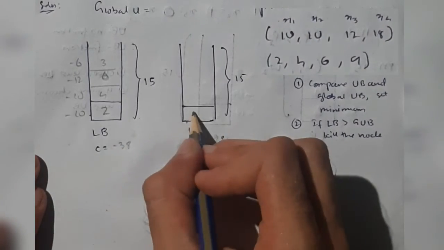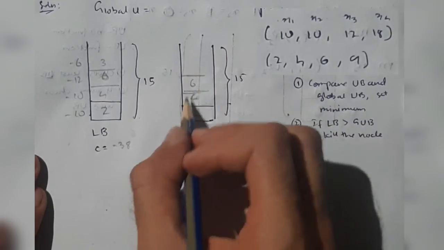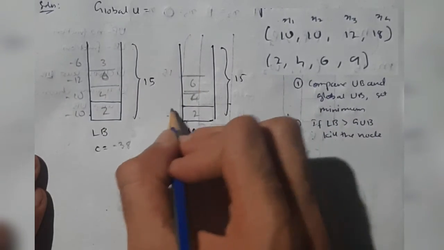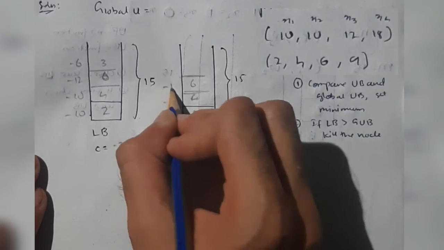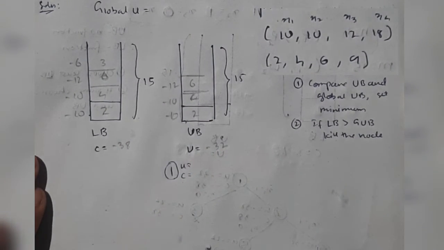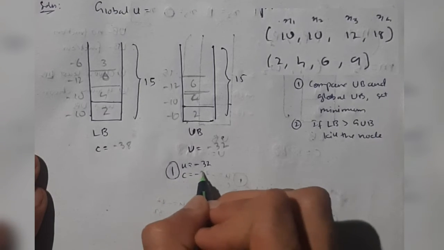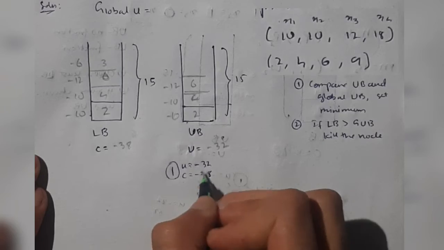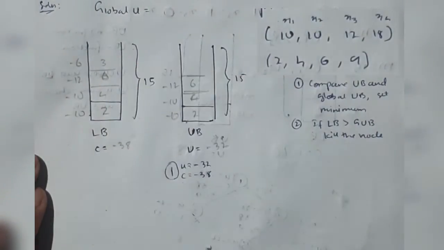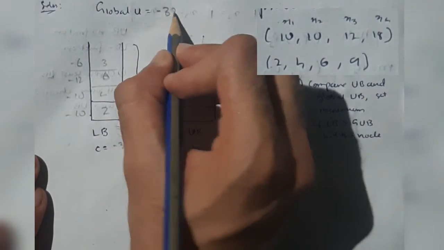Okay, and here also we'll be doing the same thing. 2, 4, 6, we can't include the 3 here, so the total profit will be minus 10 plus minus 10 plus minus 12, which is minus 32. Here I'll be writing the upper bound and the lower bound, minus 32 and minus 38. Whenever I get an upper bound here, I'll be mentioning that here. Okay, this is minus 32, I'll be writing here minus 32.